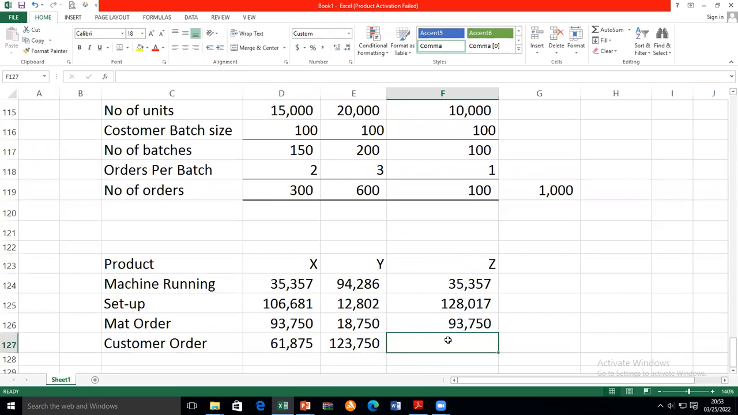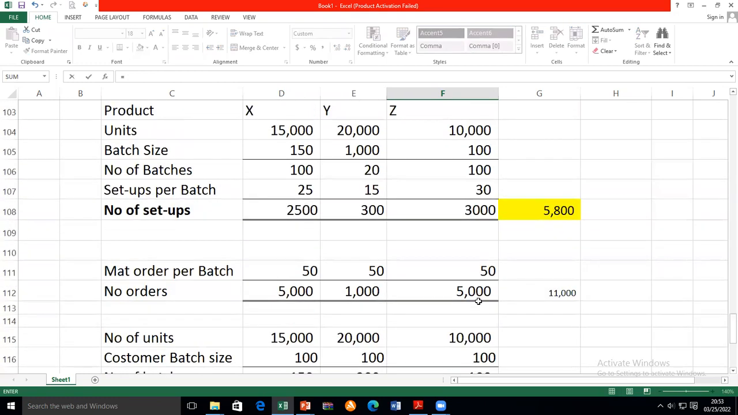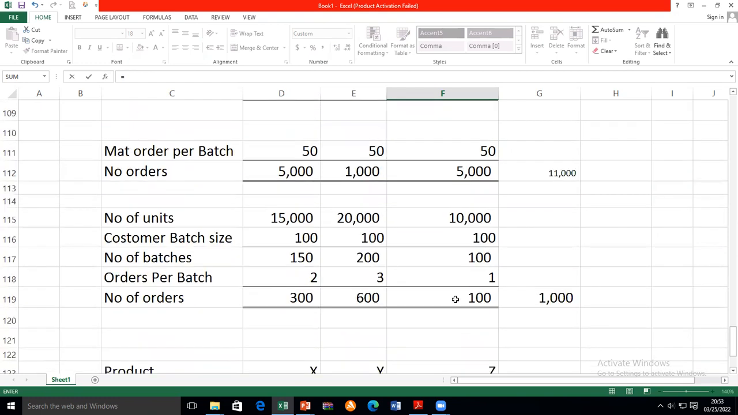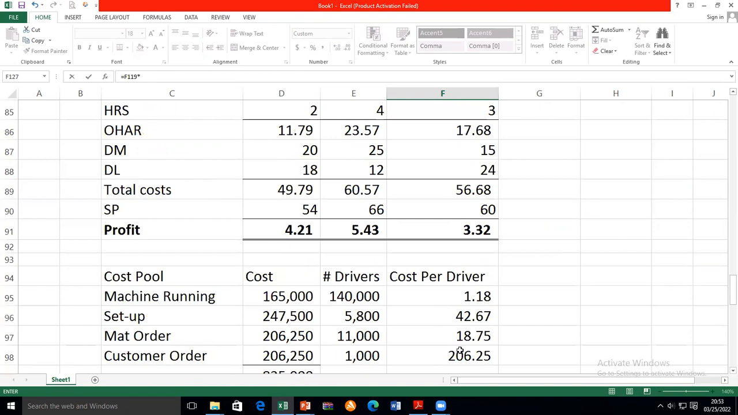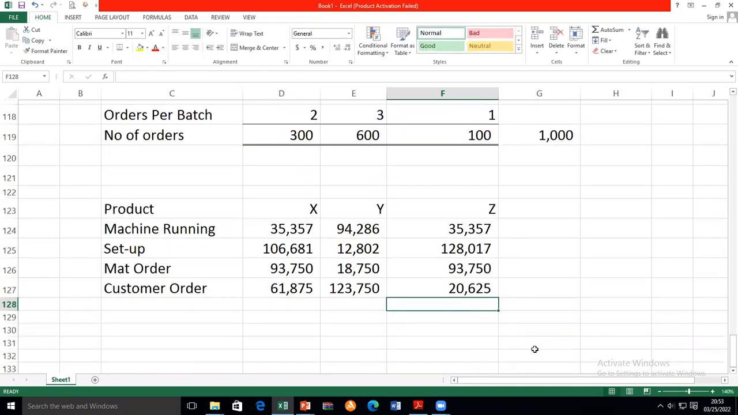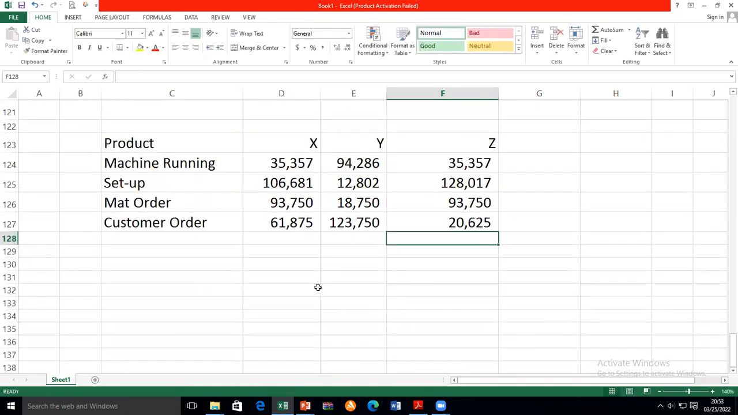And lastly, we come here, we pick the number of orders. How many orders? That one. Multiply by the cost per order, which is this one. So as you can see in activity-based costing, the overheads are much more analyzed.